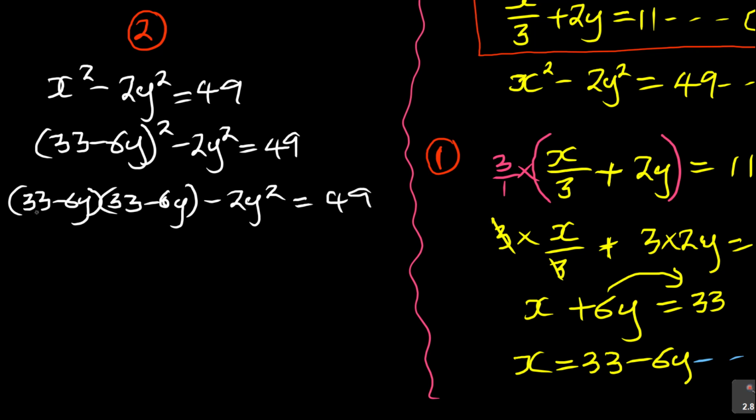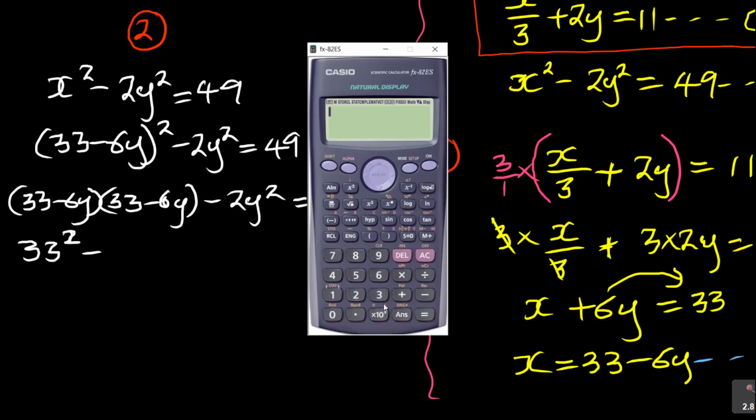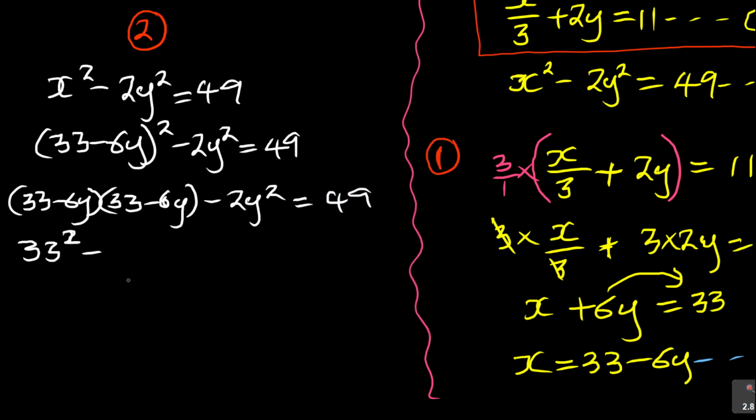Then you expand. 33 times 33 is 33 squared. I'll leave it like that for now. 33 minus 6y, 33 times negative 6y. If I can do that, let me see what it will give me. It's 33 times negative 6. It will give me negative 198. The other one also will give me that. Then I'll say times 2. Let me see what it gives me. Negative 396. It will be in the next stage. So let me write that number, 396.